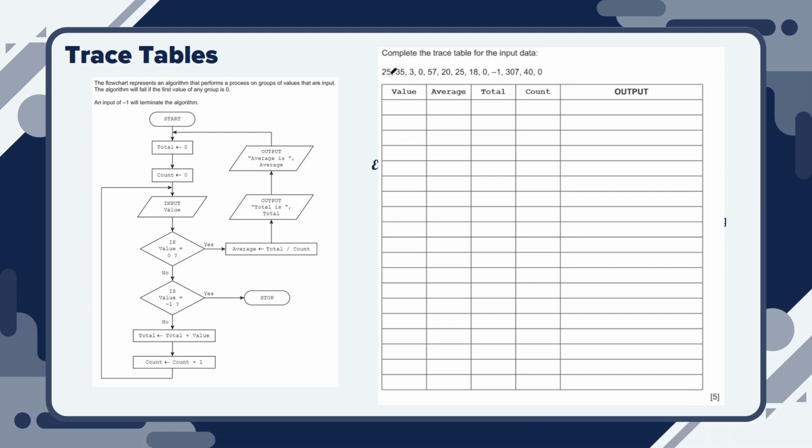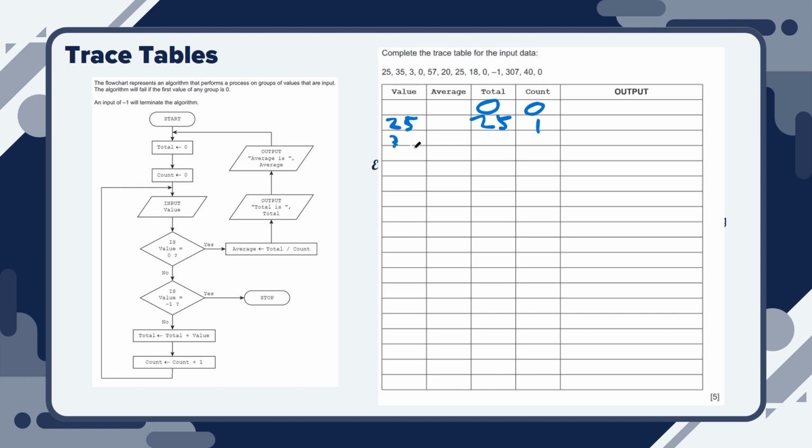So let's see. Let's say 25. Let's start with initialization, right? So they started at 0 here and 0 here. Now, 25 as a value inputted. So it would be here. And the value is not 0, so we're not doing all this fancy stuff. It's not -1 either, so we're continuing. And total would increase by the value, and the count would increase by 1. So total would increase by 25, and count would be 1.